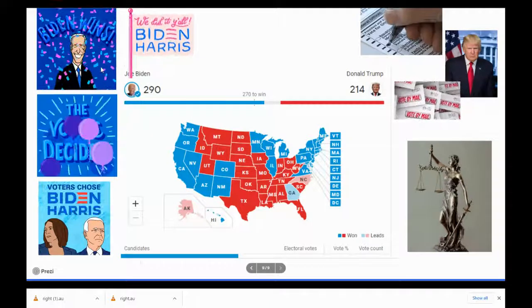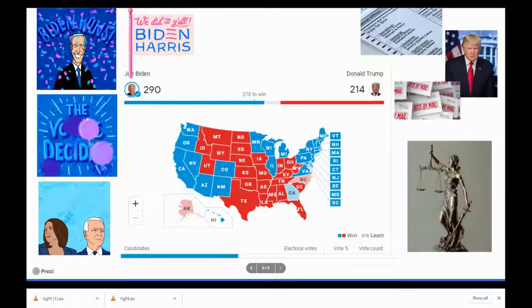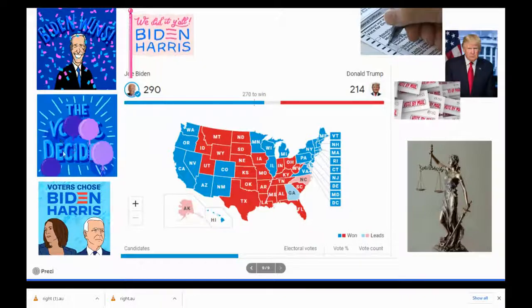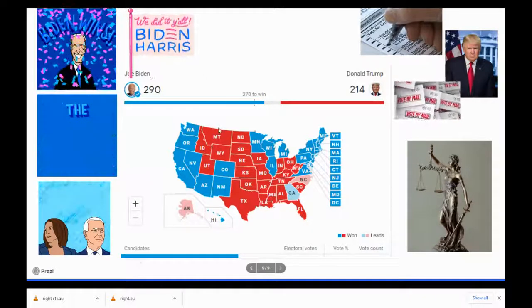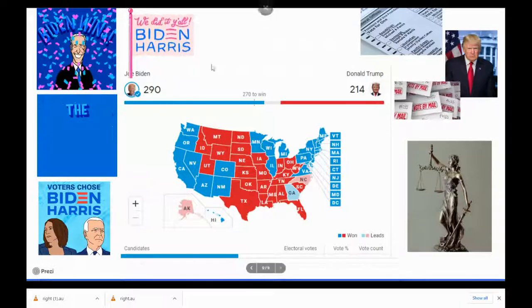So here's what Biden says. Biden says, we did it, y'all. Biden-Harris, Biden wins. The voters decided, right? More people voted for Biden. In the Electoral College, he won. Voters choose. So this is what Biden says.